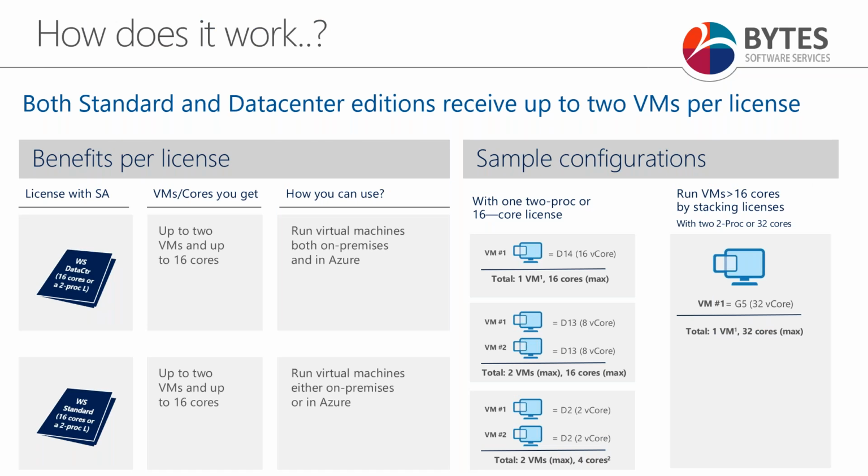With both Standard and Data Center editions, you receive up to 2 VMs per license. You get up to 2 VMs and up to 16 cores. With Windows Server Data Center, you can run virtual machines both on premises and in Azure. With Windows Server Standard, you can run virtual machines either on premises or in Azure. We've provided some sample configurations on the right-hand side of your screen. So you could either have 1 VM with 16 cores, or you could have 2 VMs with 8 vCores each, with a maximum of 16 cores, etc. There is also the option to stack licenses if your VM has more than the 16 core license, as shown on the right-hand side.